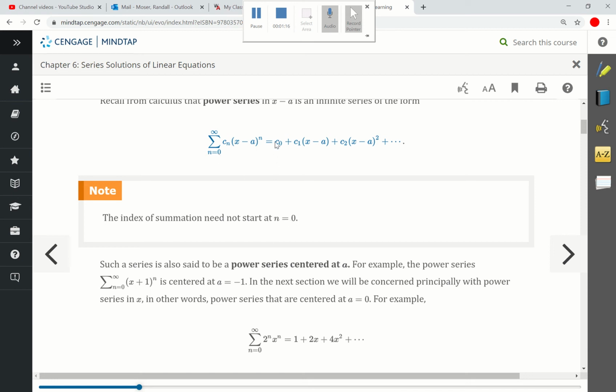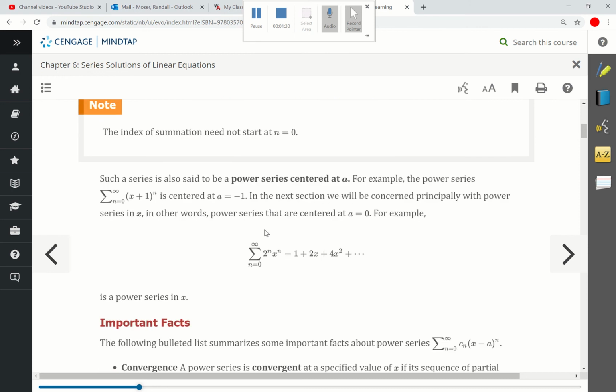In particular, if some of your first terms here were 0, then you could really start this at, let's say, n equals 2 or 3 or whatever. The way it's presented in the definition is n equals 0, but just be aware that that doesn't need to be the start of your summation.